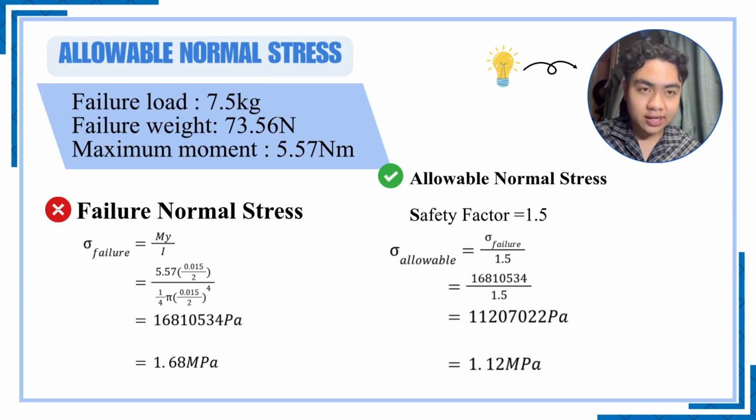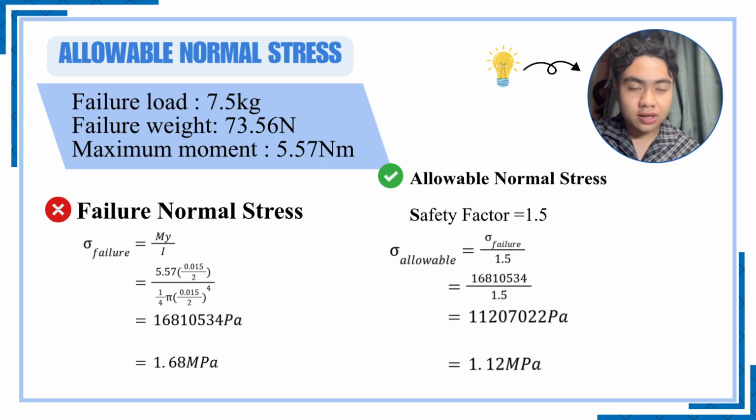Moving on to the next slide, let's look at how we establish the allowable normal stress for our test specimen. First, from our physical testing, we identified 3 critical parameters shown in the top left. A failure load of 7.5 kilograms, which translates to a failure weight of 73.56 newtons, resulting in a maximum bending moment of 5.57 Newton meters.